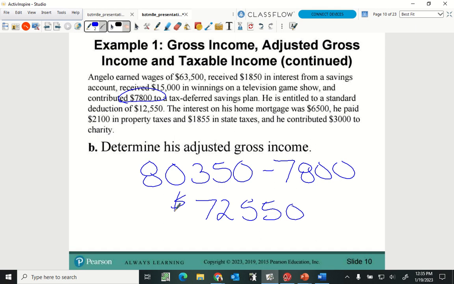That's what he would owe. But after we adjust it, what's 10% of this? 7,255. Is that less? It is less. So do I want adjustments? Yes. I want adjustments. Do I want deductions? I do want deductions. So I'm going to do my best to get my taxable income down.